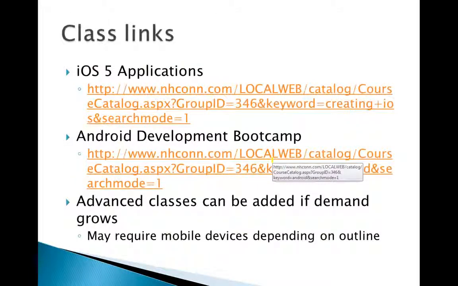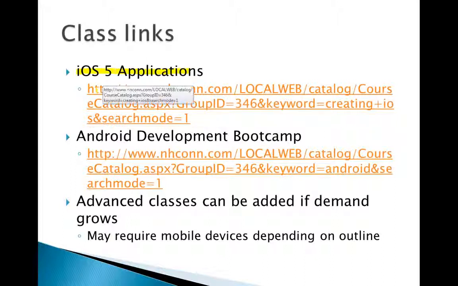So there are some links to the classes, and I don't think you can actually click these links through your interface. But basically, if you go to newhorizons.com and do a search for iOS 5 applications or do a search for Android Development Bootcamp, you'll find the same thing. Right? I went to the New Horizons Connecticut site, and that's where I found it because Connecticut is my home office. Right? Now, those are the only classes that you'll find already on the schedule.